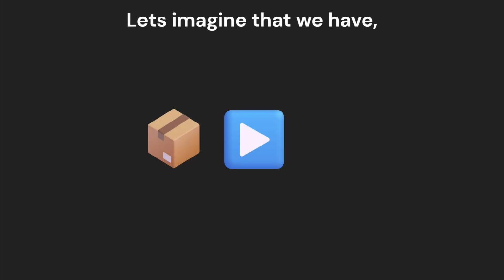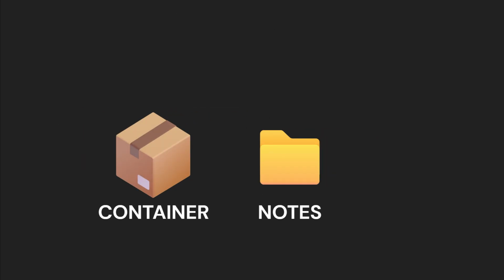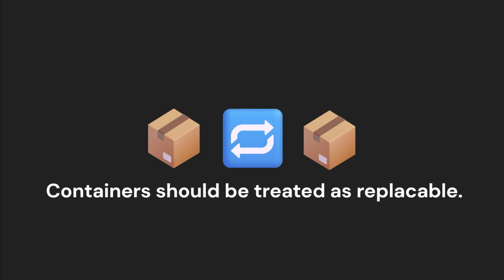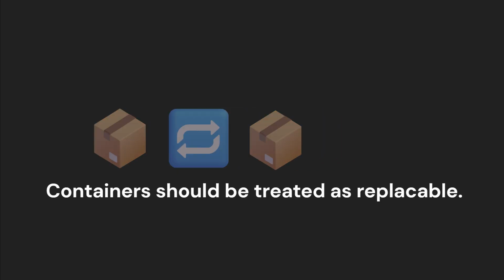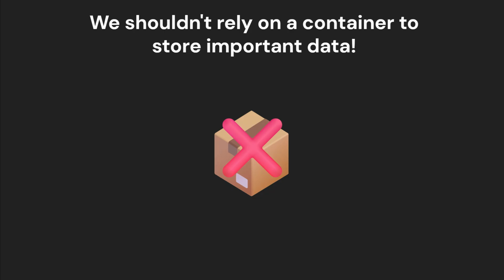Let's imagine that we have a container running a simple notes application. Inside that container, our application creates a file containing all our notes. Everything works perfectly. But when we remove the container, it is gone and everything stored inside is gone too. This is one of the most important ideas to understand about Docker. Containers should be treated as replaceable. If your application needs important data to survive, you shouldn't rely on the container itself to store it.